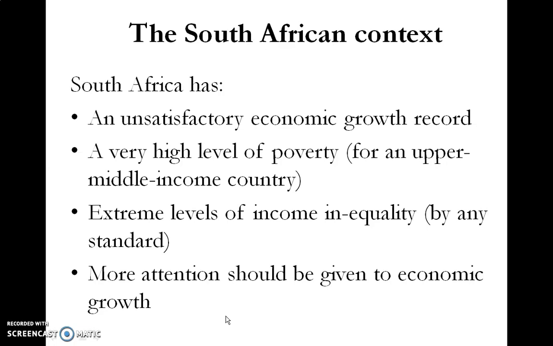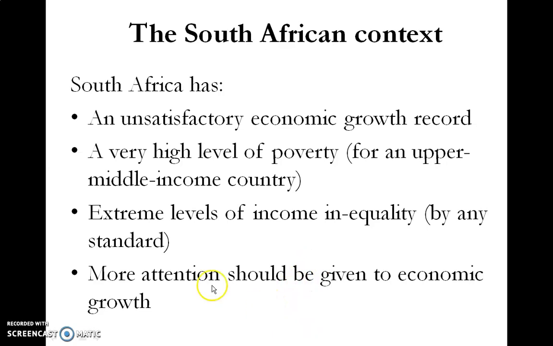But before we dive into that, let's consider our context here in South Africa. We know that South Africa has an unsatisfactory economic growth record. On top of this, it also has a very high level of poverty, especially for an upper middle income country. From our lectures last week, you know that in South Africa we also have extreme levels of income inequality by any standard. In fact, we have one of the highest, the highest Gini coefficient in the world. That is before government intervenes.